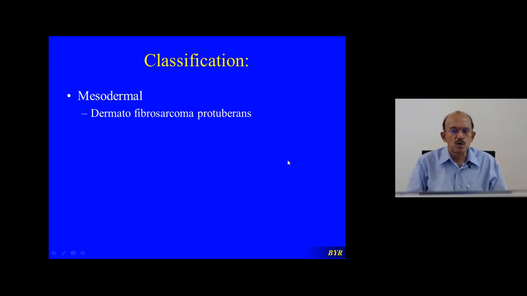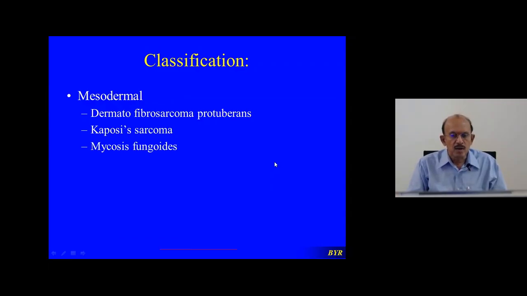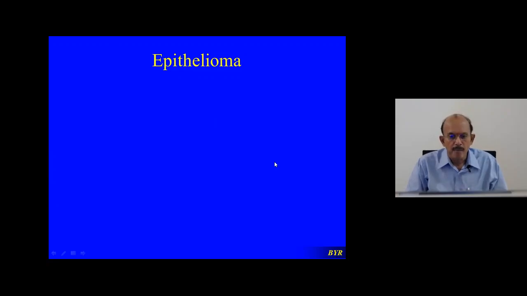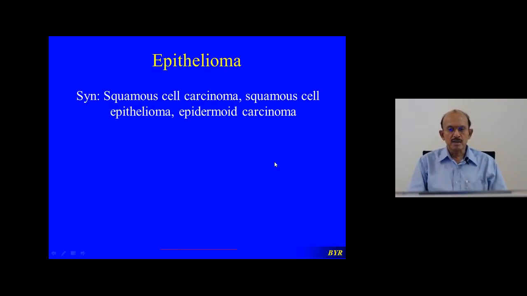Then mesodermal tumors of the skin from the dermal fibrous tissue, sarcoma can occur. This is called dermatofibrosarcoma protuberans. Then Kaposi sarcoma, mycosis fungoides. These are the mesodermal malignant neoplasms. So first let us study about the epithelioma. It is also called squamous cell carcinoma or squamous cell epithelioma, epidermoid carcinoma.